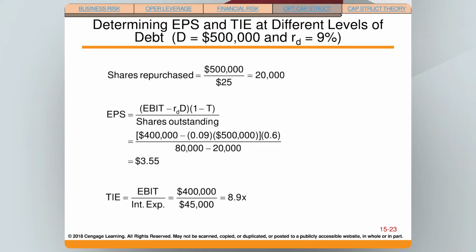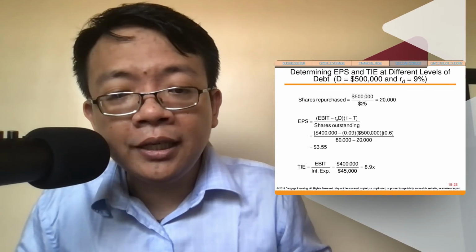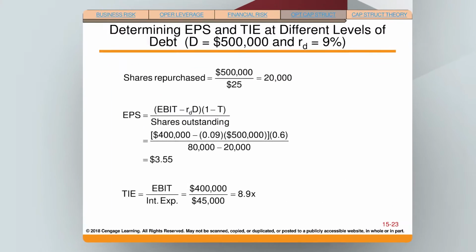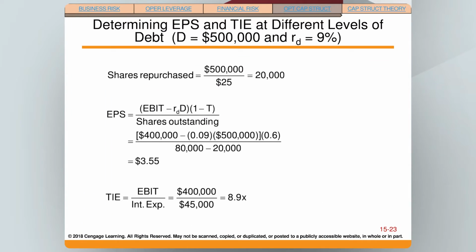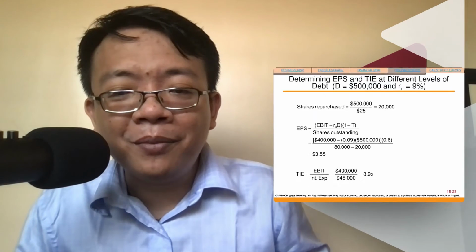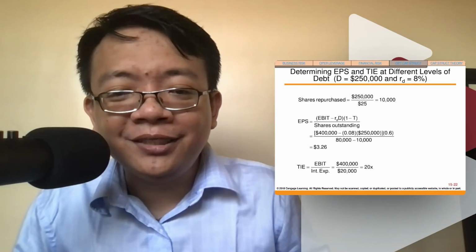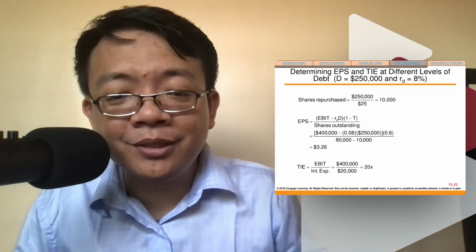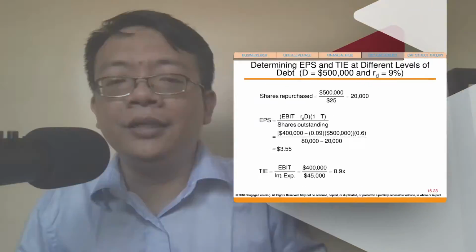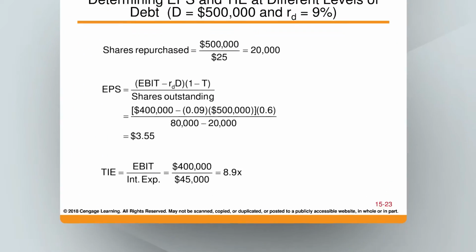So, how much would be your EPS? The EPS here is at 3.55. And the times interest earned here is at 8.9x. As you notice, ano ba nangyayari? Pag tumataas yung ating utang, what happened to the times interest earned? Bumababa. Wala ka ng capacity to pay. Yes, diba? 20 times kanina. Ngayon naman ay naging 8.9x. Yan. Alright. Okay. Next.